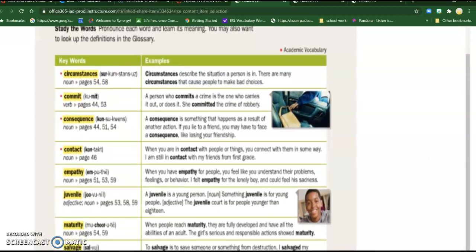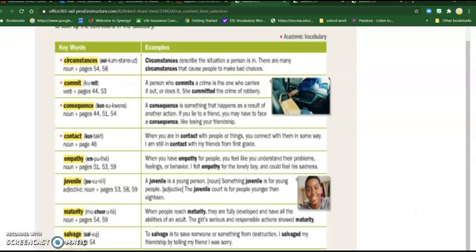The first word is circumstances. Circumstances describe a situation a person is in. So what is happening during an event that impacts the person? Those are the circumstances.